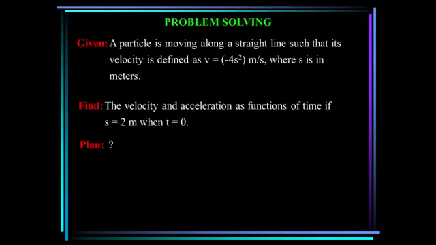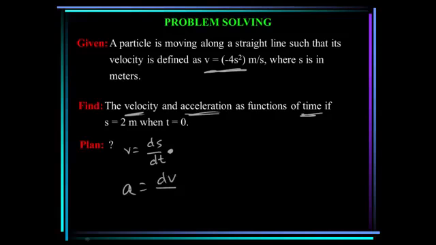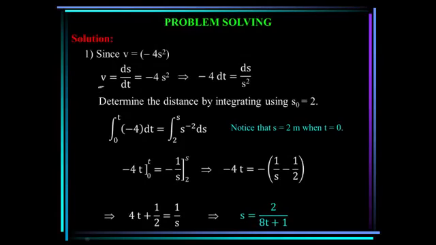Here's another problem. This time we have velocity as a function of distance. We want to find the velocity and acceleration as functions of time, if s is equal to 2 meters when t is equal to 0. So what's our plan? Well, we want to find the velocity, and we know that is ds/dt, and we have velocity as a function of distance. So we should be able to use this equation to get the velocity. And once we get the velocity, we know the acceleration is dv/dt, so we can use this equation to get the acceleration. So velocity, ds/dt, is equal to minus 4s squared.